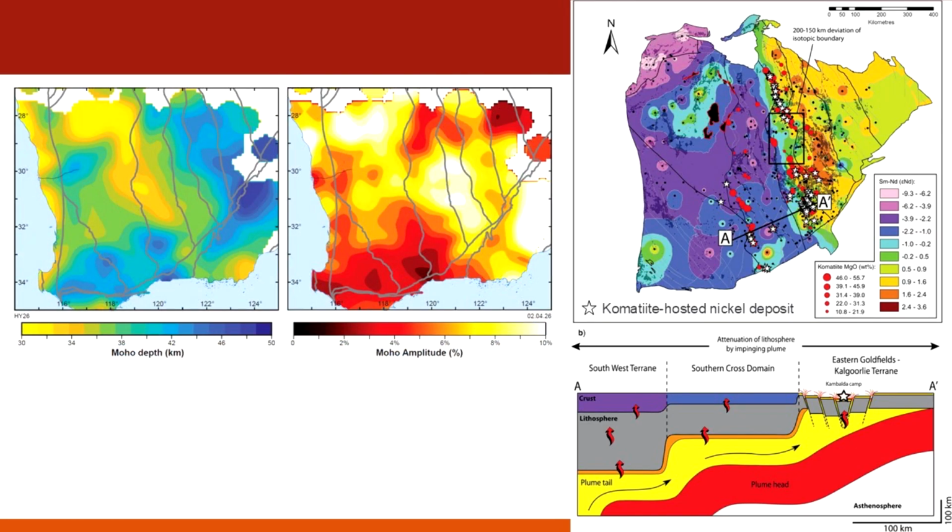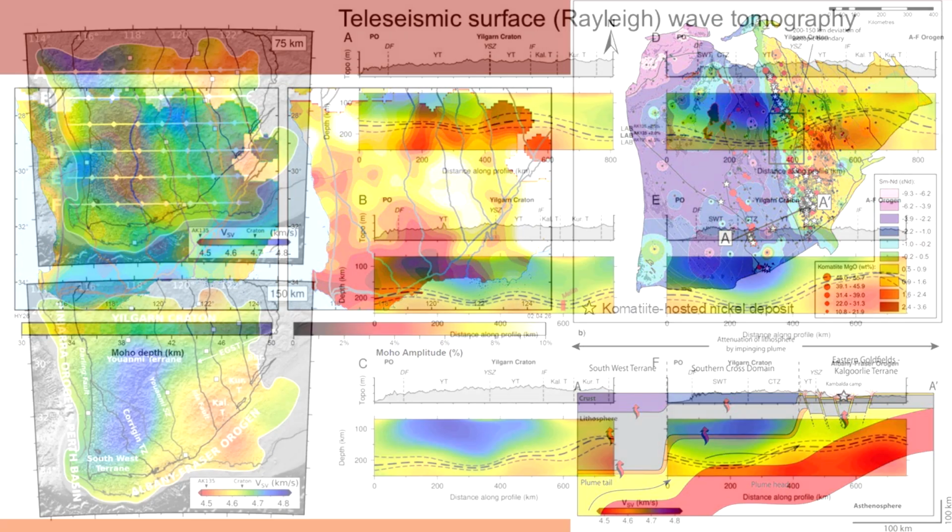And then we use crustal models from earlier on. So we have Moho depth on the left and Moho amplitude on the right. And again, we do see a similar trend, especially in the southwest Yilgarn. But arguably you also have the northwest stuff with the thicker crust in the eastern goldfields. So bits of both, really.